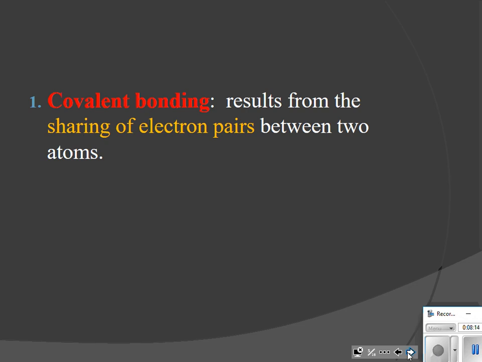Covalent bonding is the sharing of electron pairs. The sharing of electrons. Two elements come together. They say, hey, I'll let you use one of my electrons if you let me use one of your electrons. They come up with an arrangement. They share them, and all of a sudden, everything's hunky-dory. They're both happy by the sharing of these electrons.